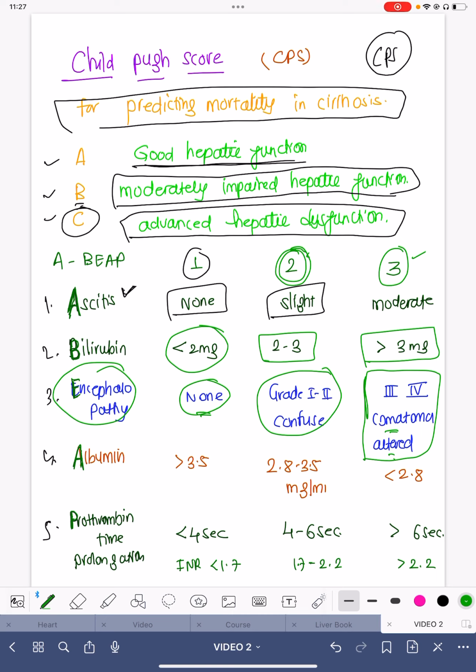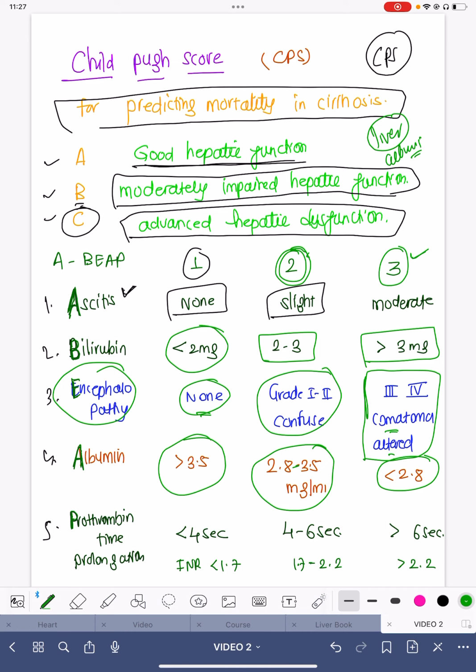We know that whenever we talk about CLD or liver function, albumin is the first thing that comes to mind, because reduction in albumin takes at least 1.5 months to 3 months. So if albumin is more than 3.5 gram percent, we give a score of 1. When it is between 2.8 to 3.5, we give a score of 2. And when it is less than 2.8, we give a score of 3.